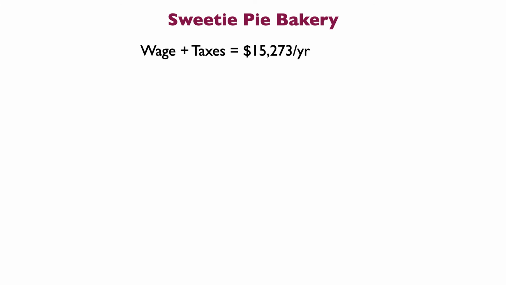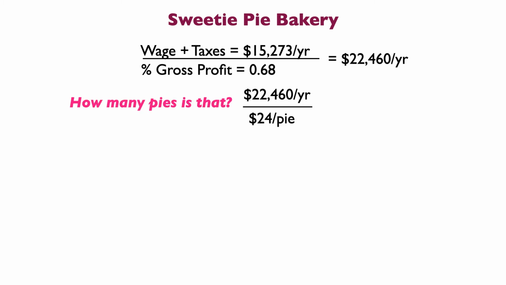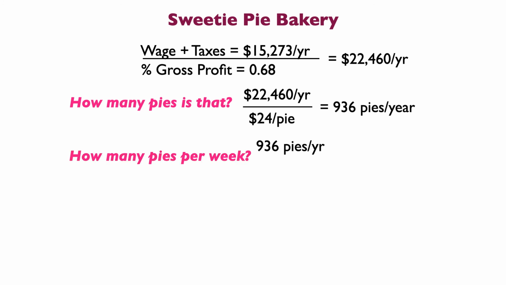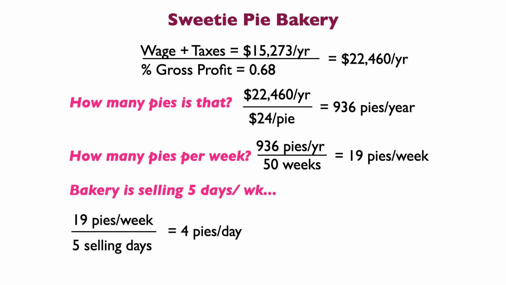She asks her bookkeeper, how much would a part-time person cost the business? I don't remember what wage she might have said in this one, but there are payroll taxes involved with paying an employee. And in this case, her bookkeeper says it'll cost you as the business $15,273 a year to pay for this person. Great. 68% of every pie I sell can go to cover that new additional cost. And we work through exactly the same calculations. We find that if the bakery is selling 5 days a week, 4 more pies a day.